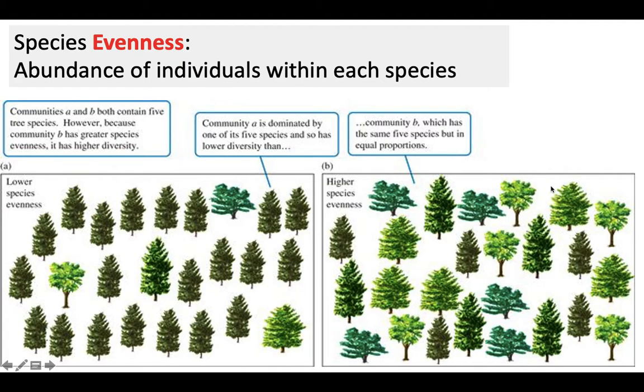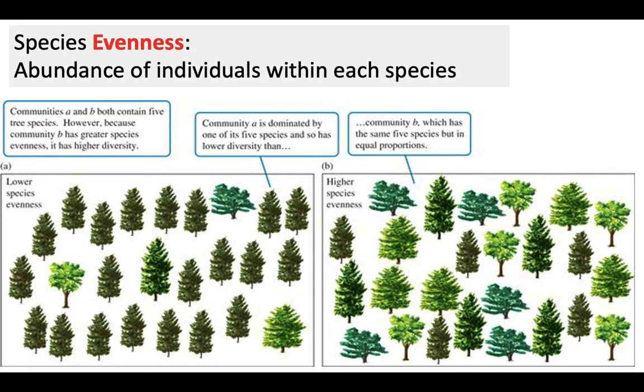Okay, and another important metric we use is species evenness, which measures the abundance of individuals within each species. So if you take a look at this community on the left, it's not a very even community, because you've got this one sort of dark green tree, and there's a lot of that tree, but there's only like 1 of these other trees. So it's got a low evenness. It's not an even distribution of different species. Whereas this community, you've got like 4 or 5 of each different tree. It's much more evenly distributed with better proportions of each species.